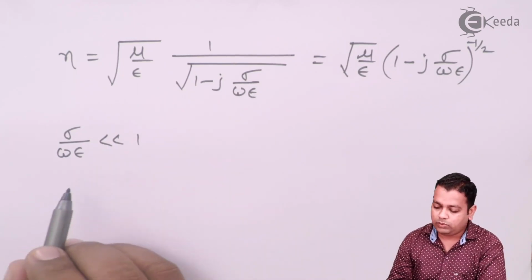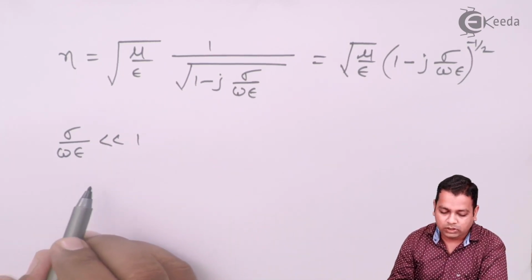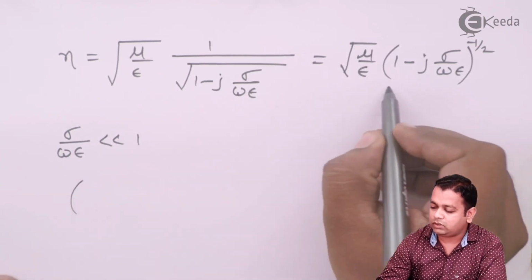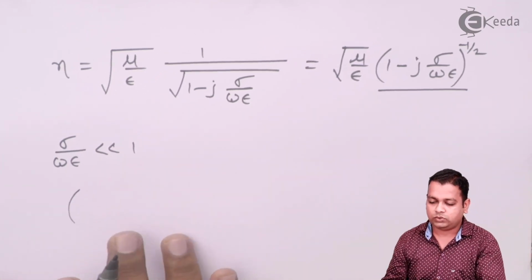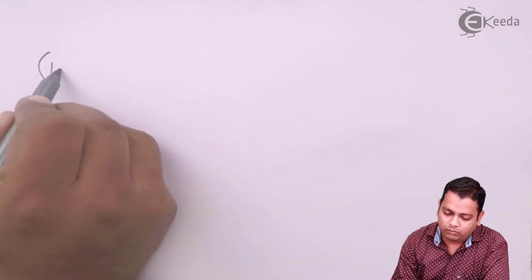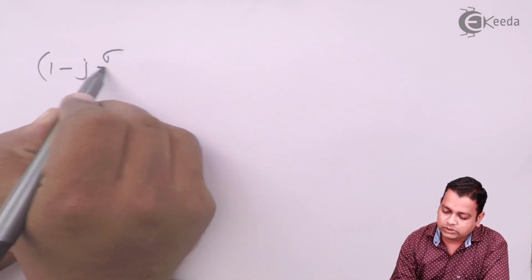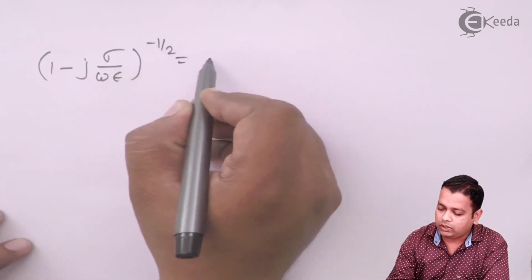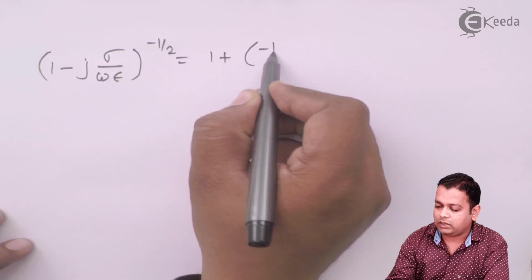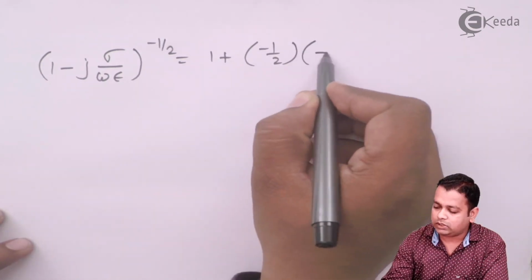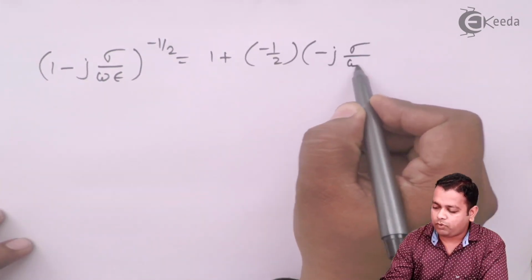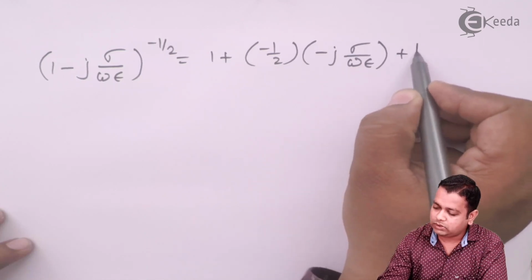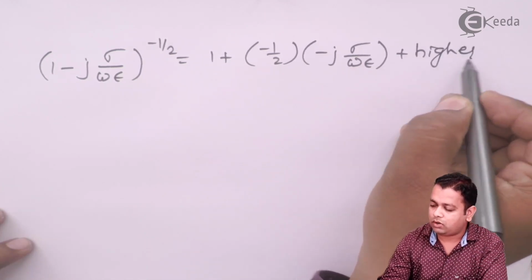So again here we will have the binomial expansion. The binomial expansion will give us this particular term, so I write it separately. 1 minus j times sigma upon omega epsilon to the power minus 1 by 2 will be 1, plus minus 1 by 2 in multiplication with j sigma upon omega epsilon, plus the higher order terms.